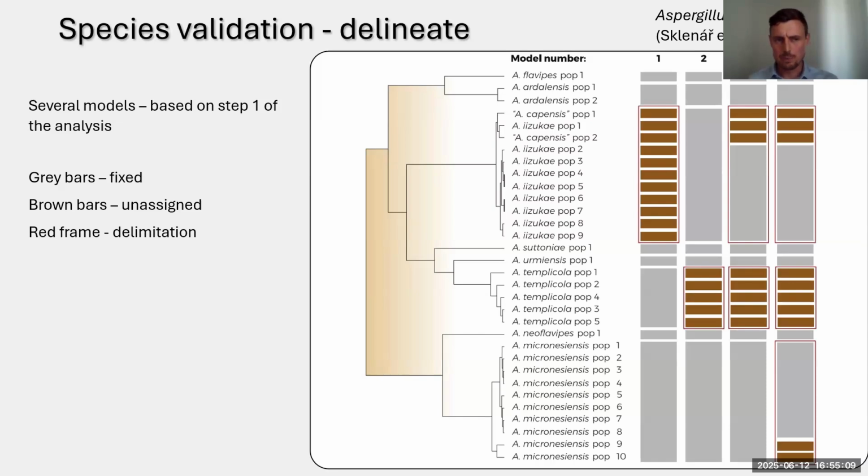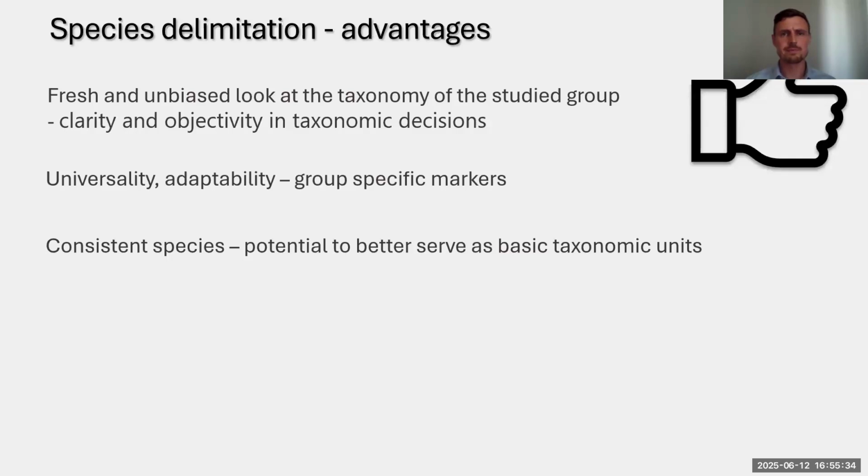And we use these red frames around the brown and gray bars to show the results of the validation step. So the red frames are showing the decisions made by the delineate software. So that's it. That was quick, but at least a little bit deep overview of this workflow that I use.